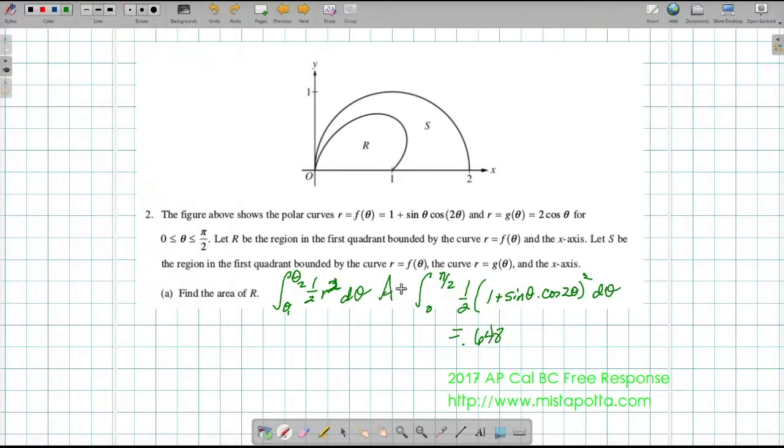So our area, or actually I should say R, is going to be equal to that 0.648. And again, the nice thing about this problem is because there are no units given in the diagram or in the text, I have no units here, so it's just 0.648.